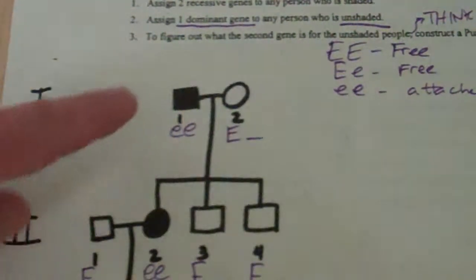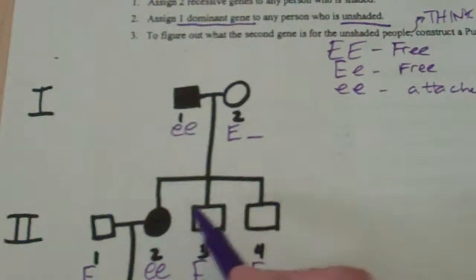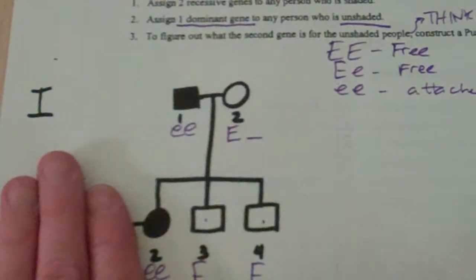Here's our clue person, Dad. He has 2 little e's. He only can give his children little e's. All right? Here's one of his kids, second kid, third kid. Notice that this is an in-law. Let's not look at that yet.